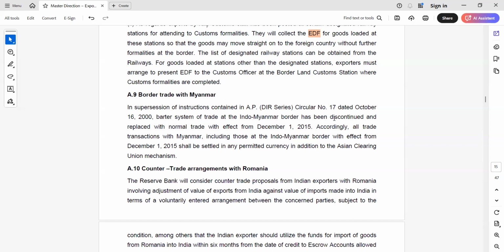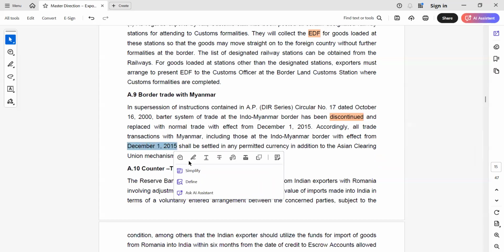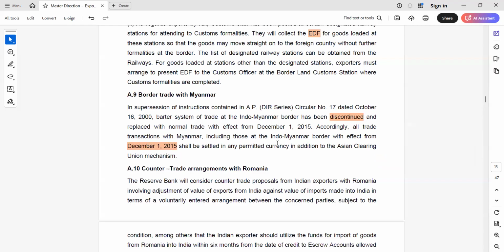Earlier there was a concept that between India and Myanmar there was a barter system. In that, some things we would export from India and some things we would take from Myanmar in exchange, with no exchange of money. Here they are saying that it is discontinued. It is not available now. Accordingly, all trade transactions with Myanmar, including those at the Indo-Myanmar border, with effect from 1st December 2015, shall be settled in any permitted currency in addition to the Asian Clearing Union mechanism.